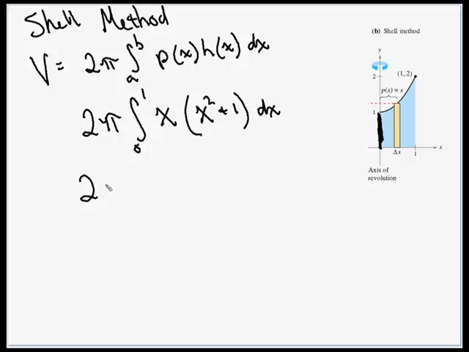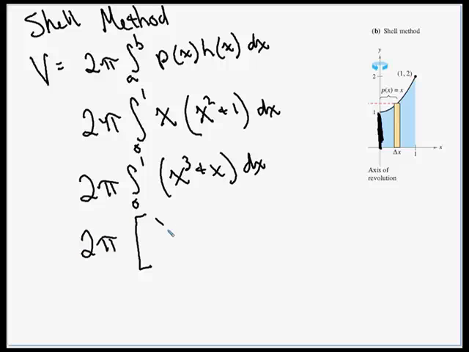So let's see, distribute that x throughout the parenthesis. We have x to the third plus x dx. And we take the antiderivative, 2 pi. That is going to be x to the fourth over 4 plus x squared over 2 integrated from 0 to 1. So we're going to have 2 pi.